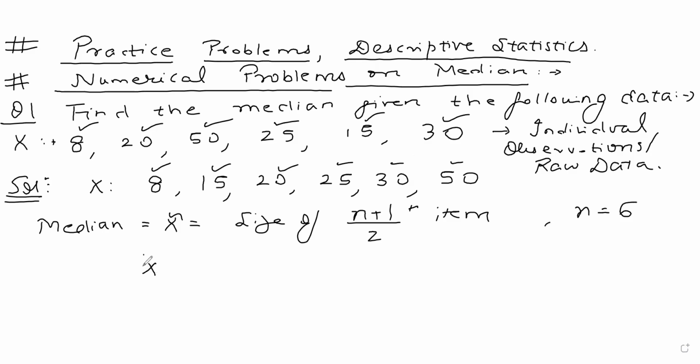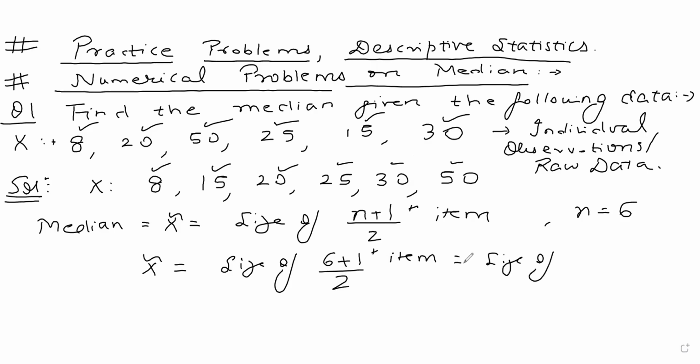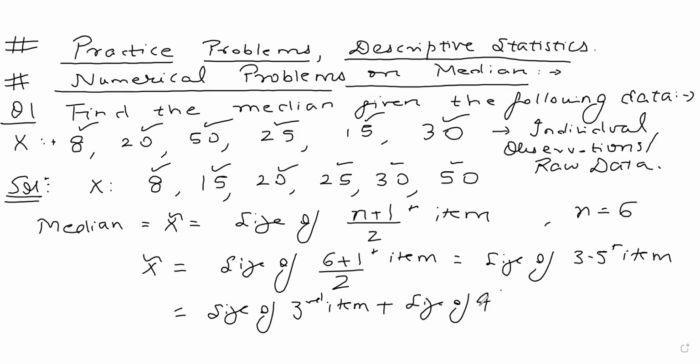There are 6 observations. So, x tilde, which is my median, is the size of 6 plus 1 by 2th item, which I can write as size of 6 plus 1 is 7, 7 by 2 is 3.5. So 3.5th item. How can I write 3.5th item? Size of the 3rd item plus size of the 4th item divided by 2.